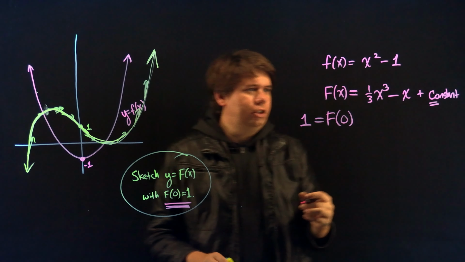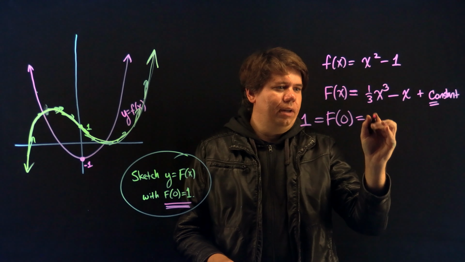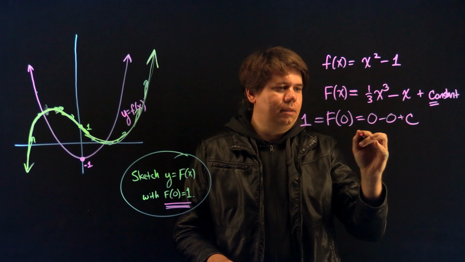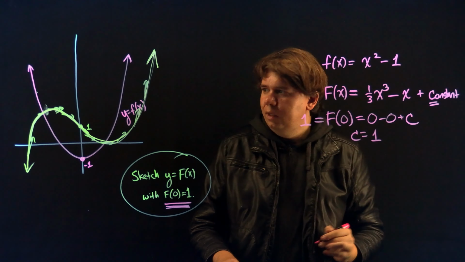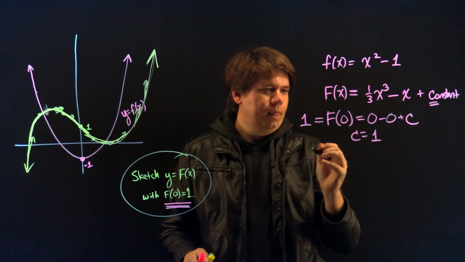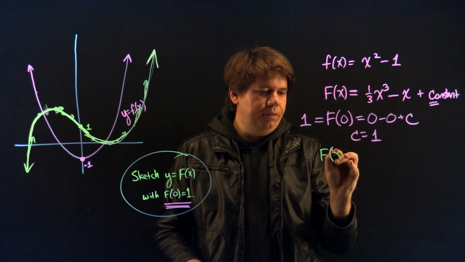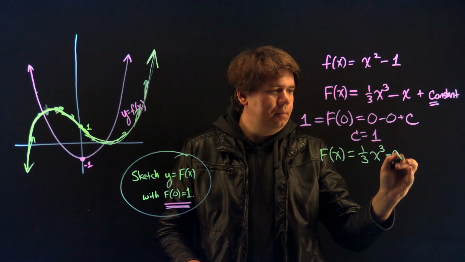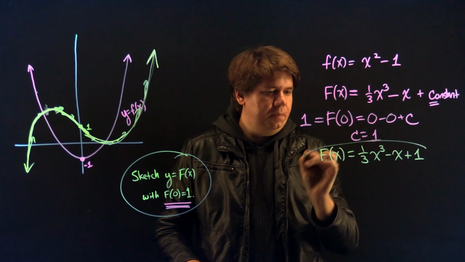So let's go ahead and check. When I plug in 0, I would have just 0 minus 0 plus my constant. So I just get that my constant is 1. So this should correspond to the graph of big F of x, the antiderivative, which is 1/3 x cubed minus x plus 1.